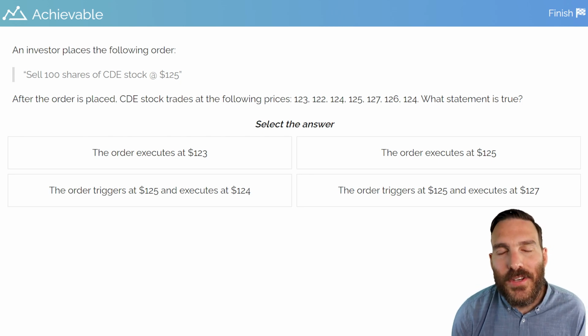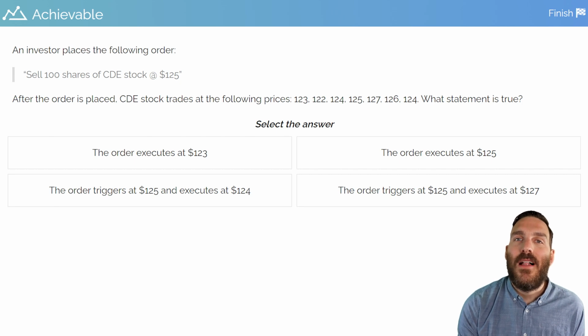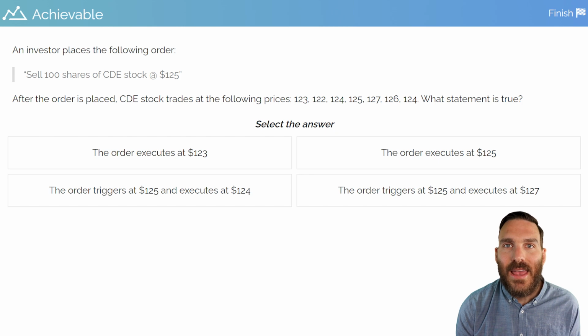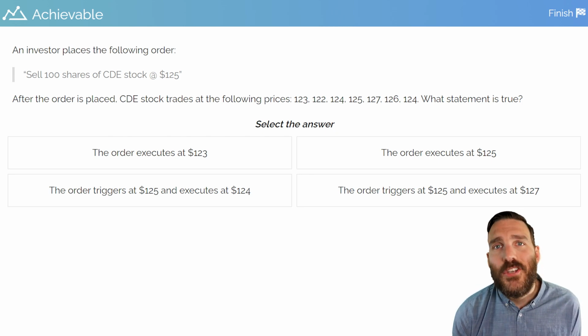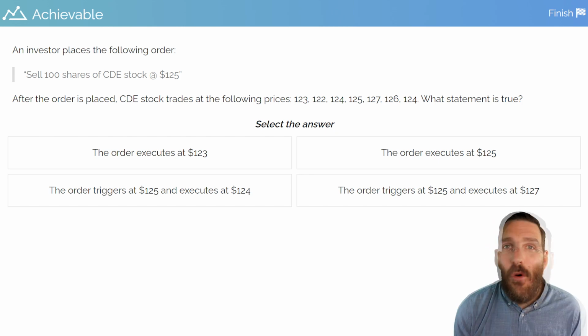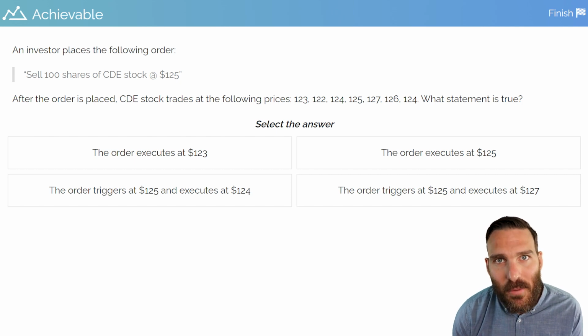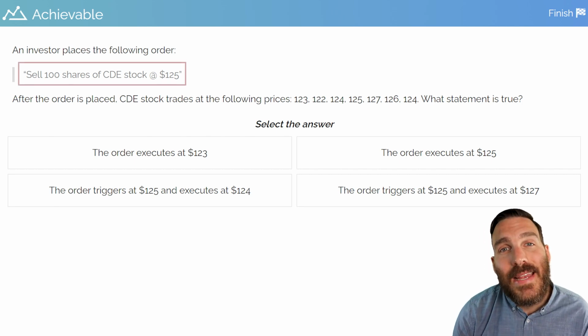Okay, let's look at the question. An investor places the following order. They want to sell 100 shares of CDE stock at 125. And the question is, what statement is true? Overall, we need to make sure we know what type of order we're dealing with and how it reacts to the market situation that it's in with all those prices that were provided. First things first, let's identify the order.